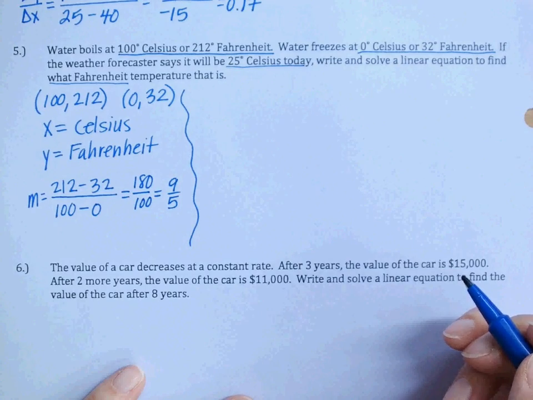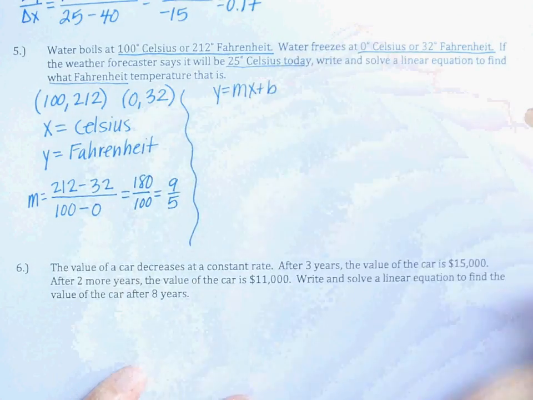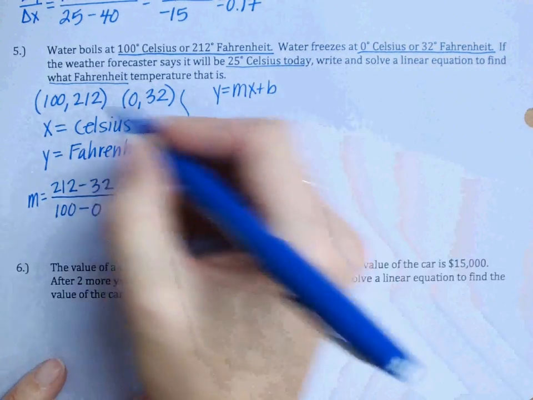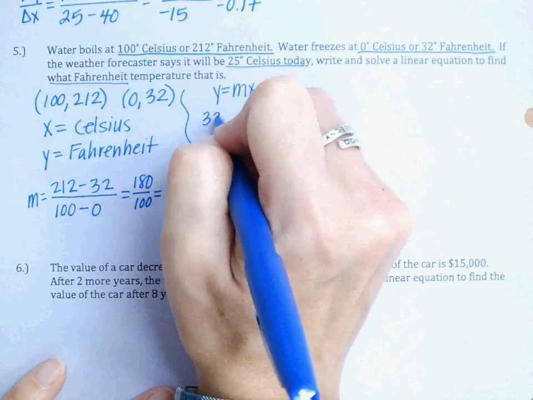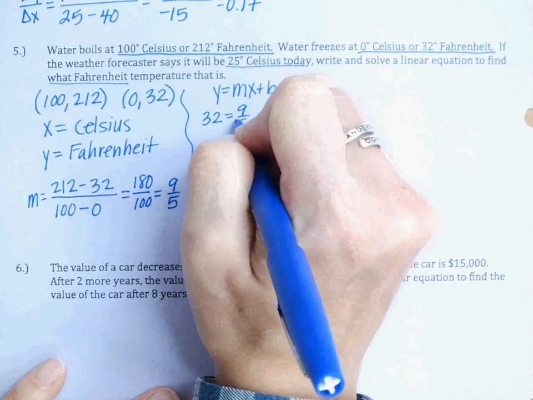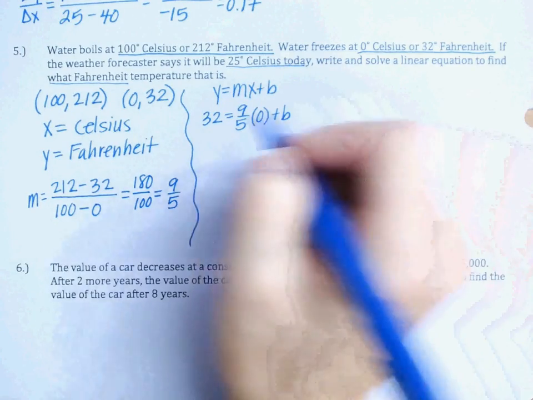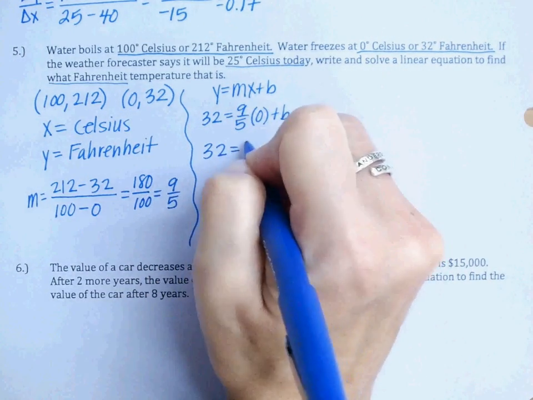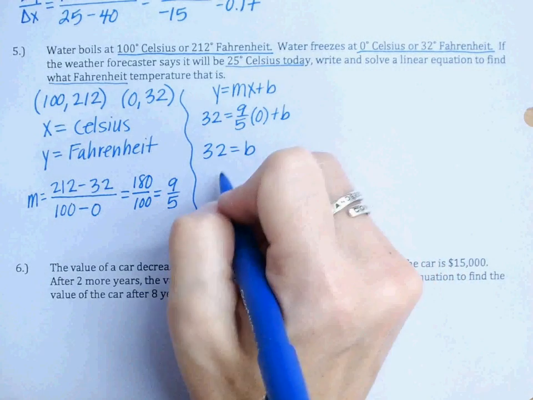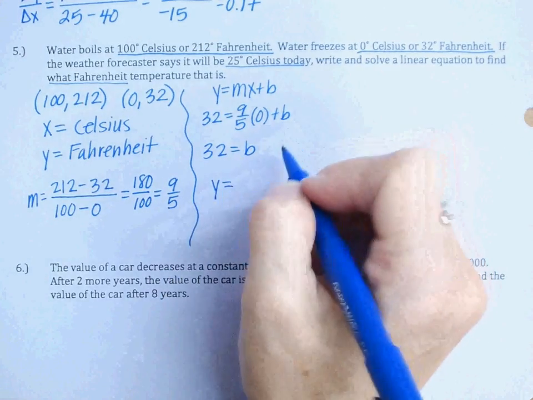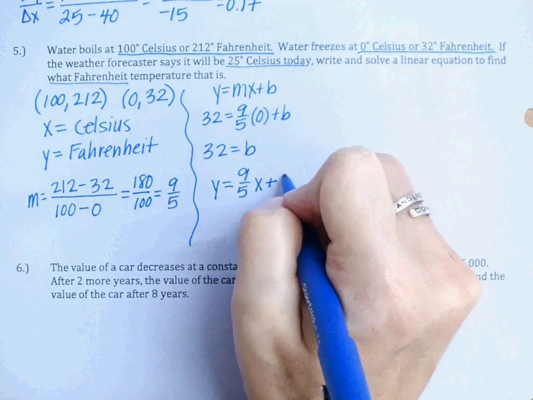The next thing I'm going to do is solve for B. I'm using the B from slope-intercept form. Pick a sample point. I'm going to pick the easier one. So I'm going to put 32 in for y, 9/5 in for m, 0 in for x. 9/5 times 0, 32 equals B. Now I'm going to write that equation. Y equals, my slope is 9/5, x plus 32.